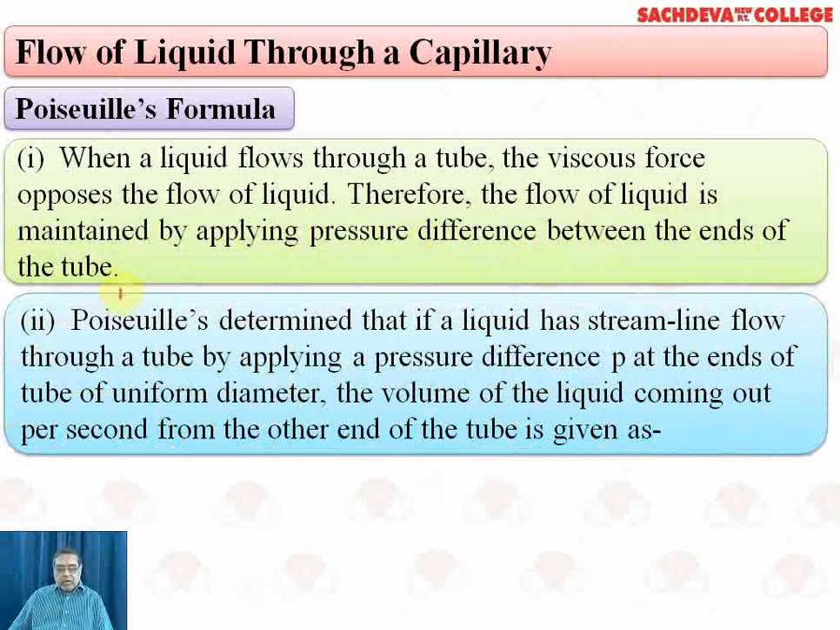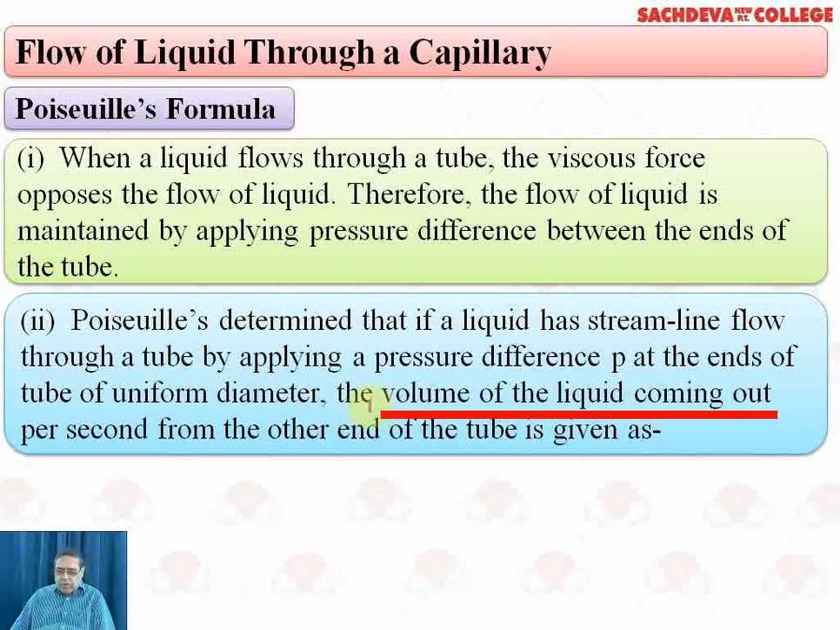Now we further highlight this particular point. Poiseuille determined that if a liquid has a streamline flow, now we are using the term streamline flow, it means that it's not turbulent, or we will find that its Reynolds number is less than 2000. So that is called streamline. So Poiseuille determined that if a liquid has streamline flow, that is, its Reynolds number is less than 2000, then through a tube, by applying pressure difference p at the ends of the tube of uniform diameter. So the diameter is not to change, because if the diameter changes, we will find that the rate of flow of liquid will also change.